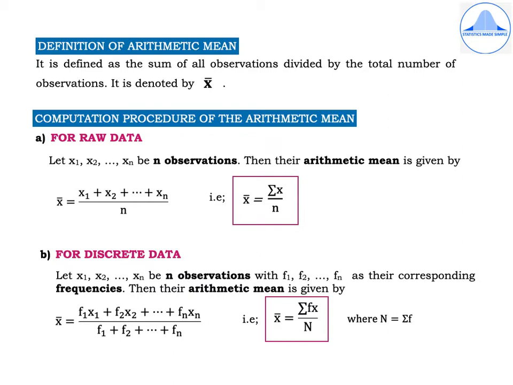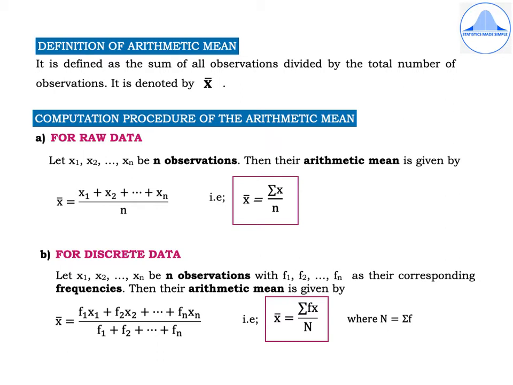Now let's learn how to compute the arithmetic mean for discrete data. So for discrete data, you're aware that the x values and the corresponding frequencies will be given in the table. So let x1, x2, so on xn be n observations with f1, f2, so on fn as their corresponding frequencies. Then their arithmetic mean is given by x bar equal to f1 x1 plus f2 x2 plus so on plus fn xn divided by f1 plus f2 plus so on plus fn.